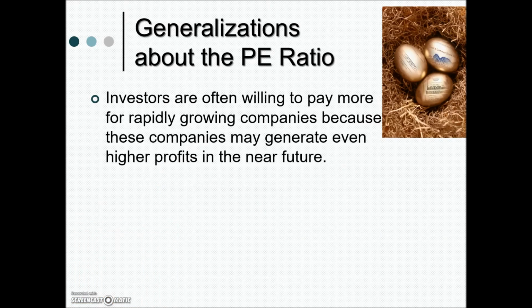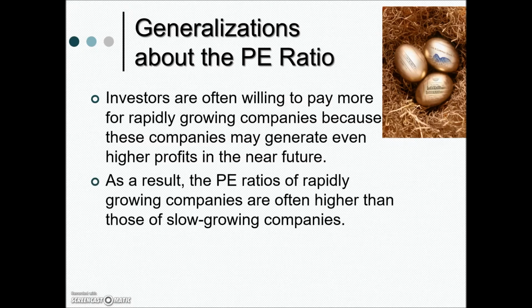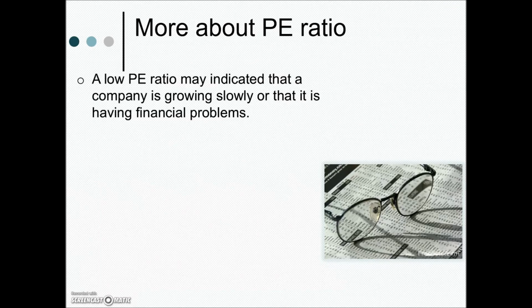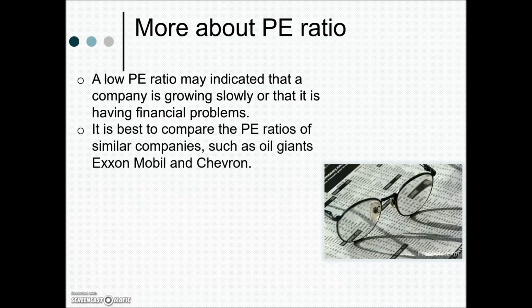Investors are often willing to pay more for rapidly growing companies because these companies have the potential to generate even higher profits in the near future. They're on their way up. As a result, the PE ratios of rapidly growing companies are often higher than those of slow growing companies. A low PE ratio may indicate that a company is growing slowly and perhaps is a safer investment, but research is needed because sometimes it could be indicative of a company having financial problems.